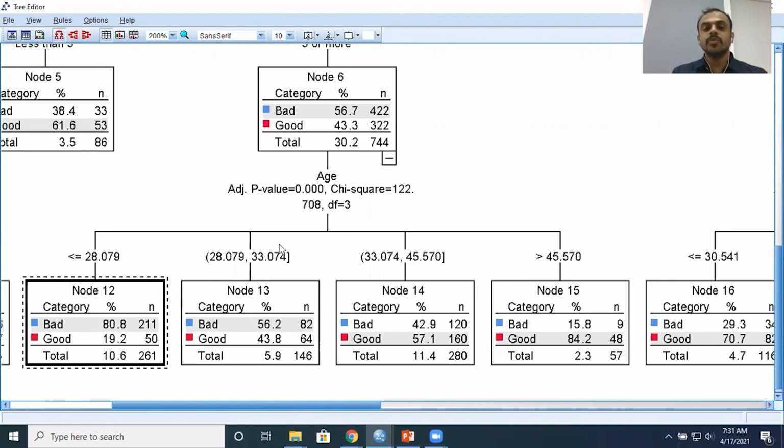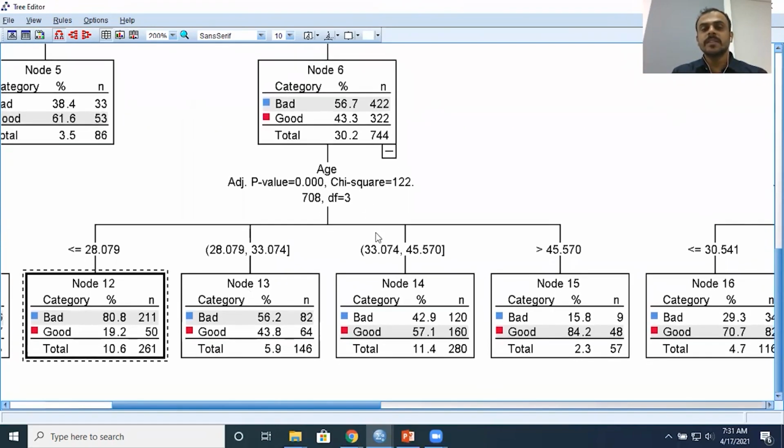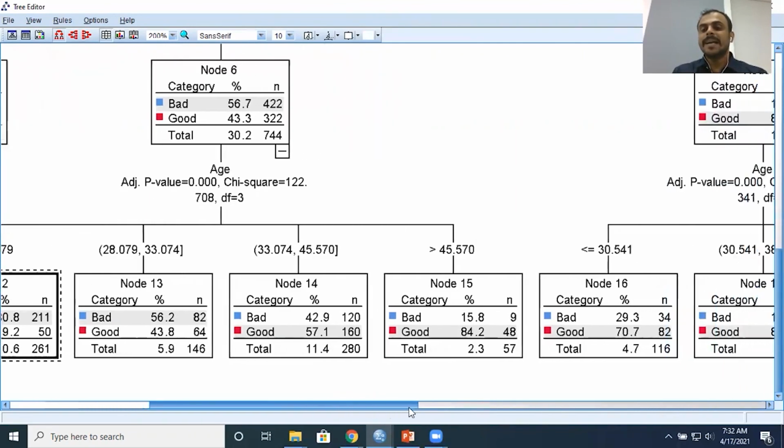Middle income class, 5 or more credit cards, age is between 28 and 33 years. What's happening is around 56% of them happen to be bad credit risk. Same flow: middle income class, 5 or more credit cards, and then age is between 33 and 45. Here the majority category happens to be good, right? Which means that in the middle income class, people possessing 5 or more credit cards, if the age is greater than 33 years, mostly people tend to be good. If the age is less than 33 years, mostly people tend to belong to bad credit risk, right?